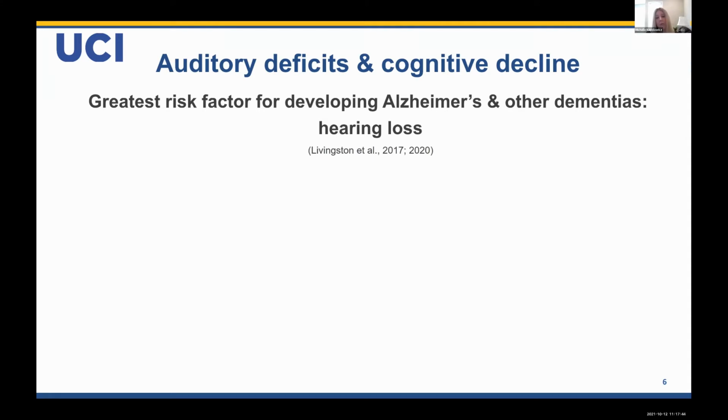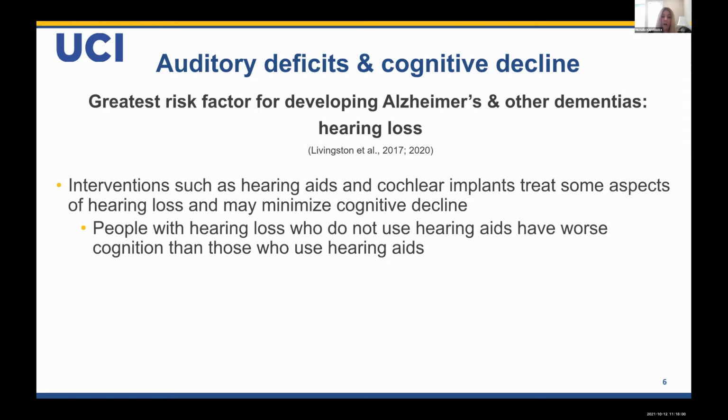This was well established from a lot of labs, but put together by a Lancet commission in 2017 and again in 2020 that looked at all of the different potential factors, and hearing loss was on top in both of these cases. There are interventions such as hearing aids and cochlear implants that can help to treat some aspects of the hearing loss, and some may even minimize cognitive decline.